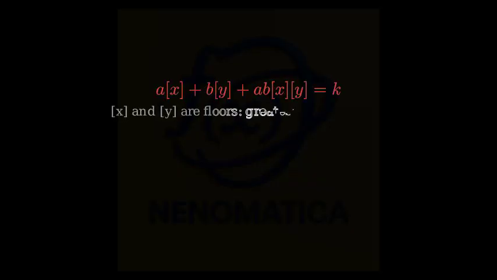In this lesson, we will solve the floor equation a⌊x⌋ + b⌊y⌋ + ab⌊x⌋⌊y⌋ = k. We will follow the exact four-step algorithm. 1. Rearrange. 2. Factor. 3. Solve for the floor of x and state the divisibility condition. And 4. Analyze special cases.